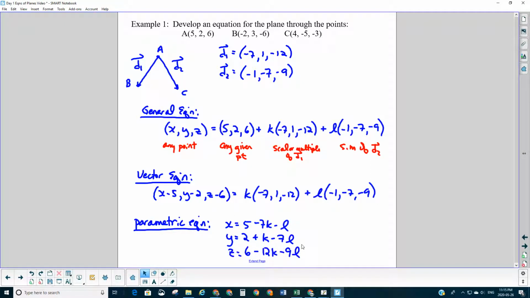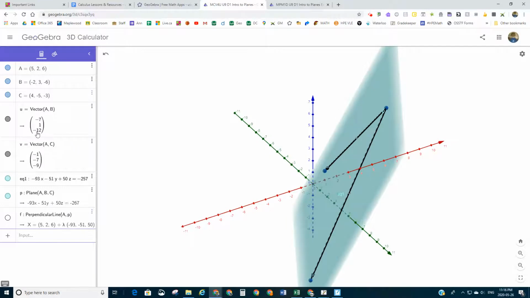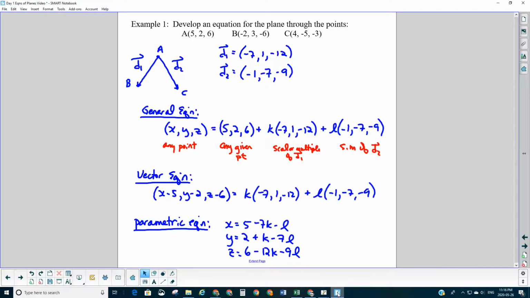And there it is. So again, great news. This looks just like a parametric equation of a line, except a line is a point and one direction vector. A plane is a point and two direction vectors. So you have this. Okay? All right. So far, so good. And like I said, that looks just like what we have here. You can see those vectors. All right. What else do we have?